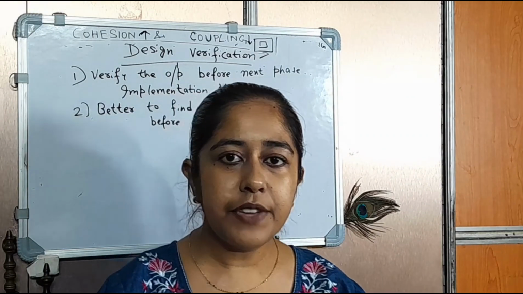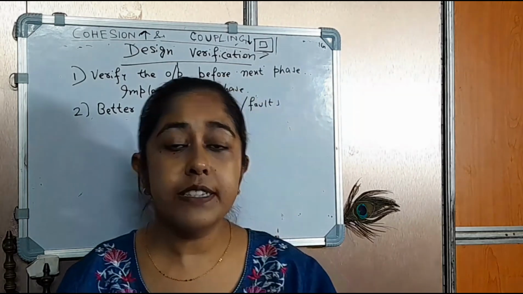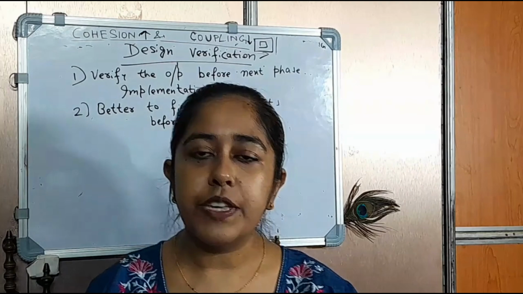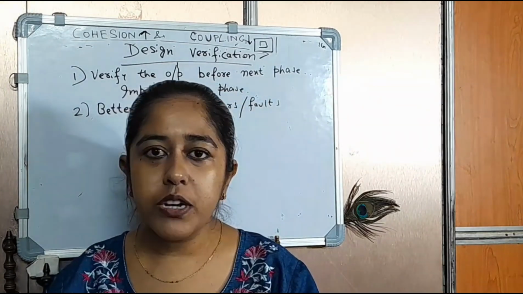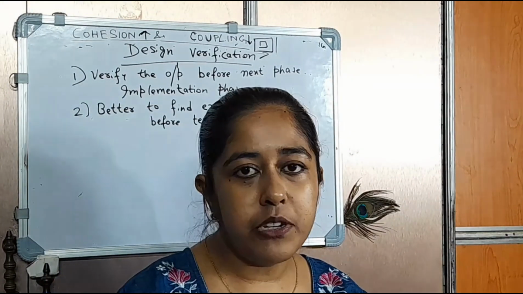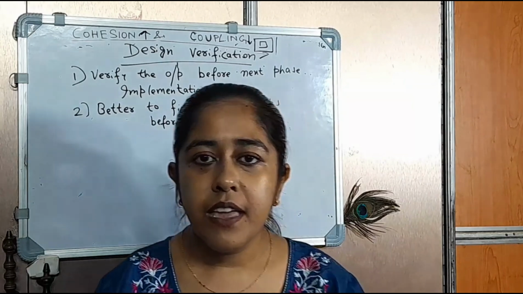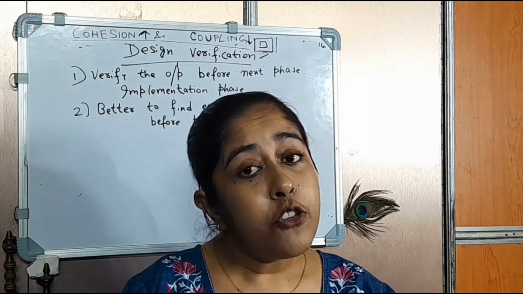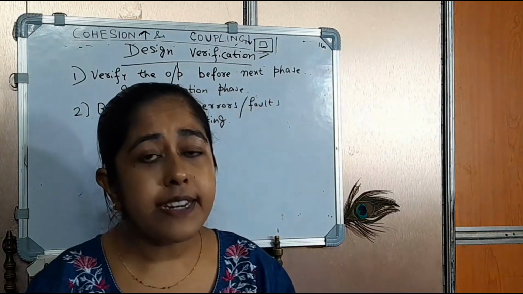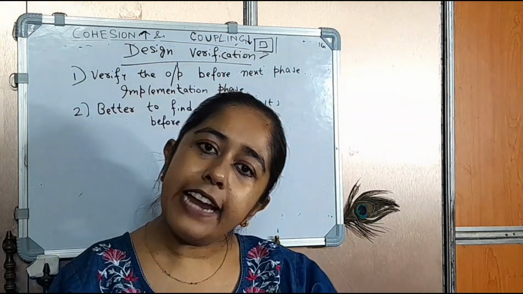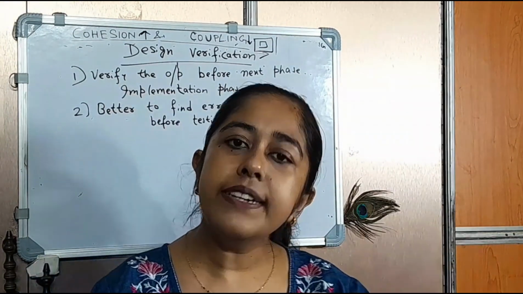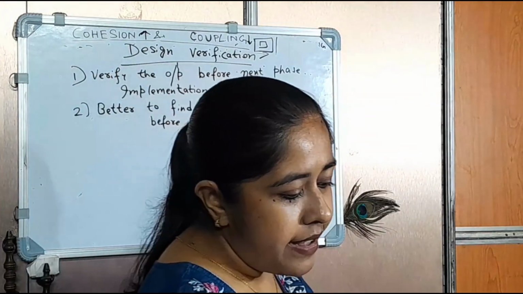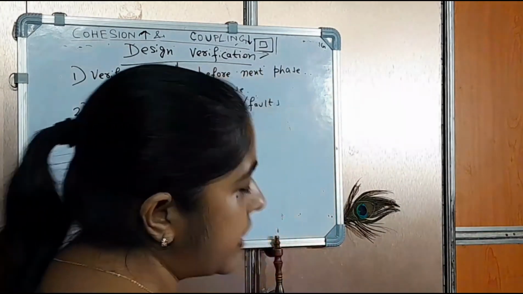Since if some error or fault is there in the testing phase, again you have to start from the previous phase. In the classical waterfall model, we have seen that you don't have any feedback loop. So you have to check all kinds of errors before your testing phase. Is that clear?